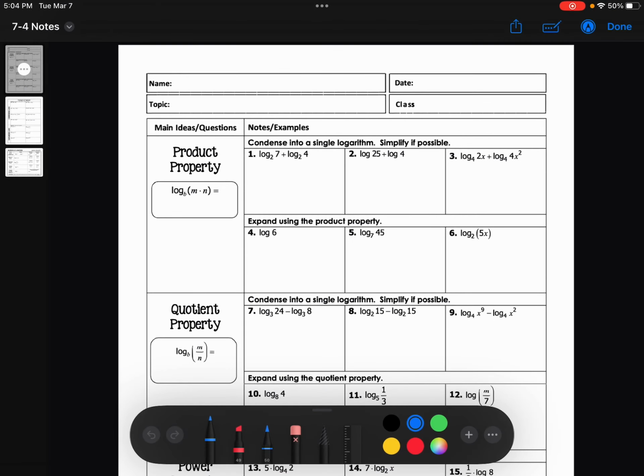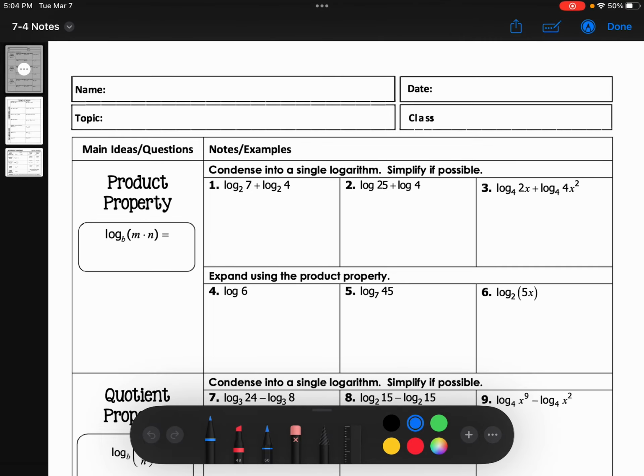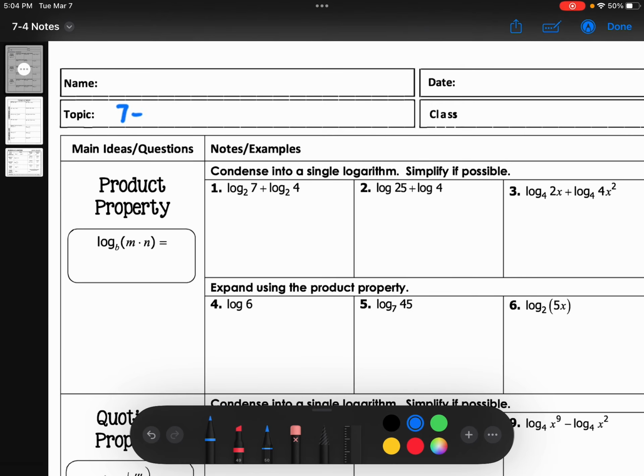All right, guys, so we're going to talk about 7.4 real quick. So I'll try to make this relatively quick. We'll do a few of your homework problems, and then hopefully you can get the idea how to do this. So again, this is lesson 7-4, unit 7, lesson 4.